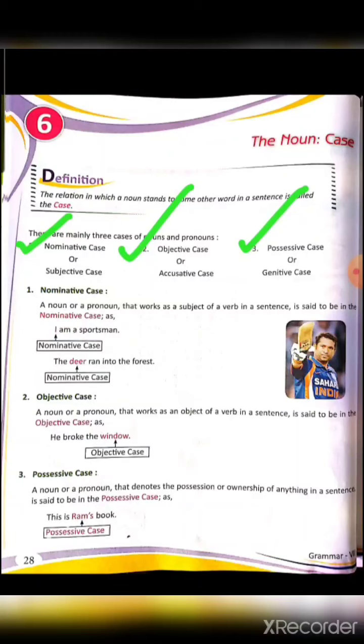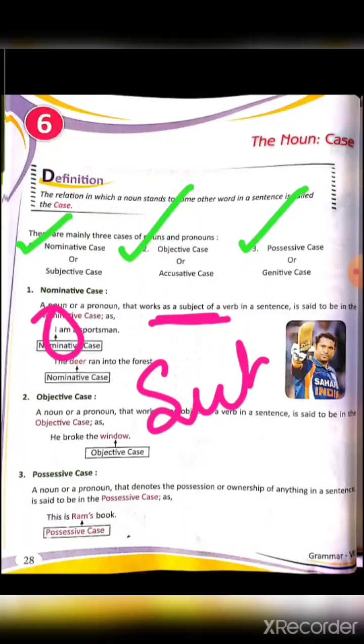First one is nominative case. Nominative case means a noun or a pronoun that works as the subject of a verb in a sentence is said to be in the nominative case. For example, I am a sportsman. What is I? I is a pronoun and it is being used as a subject. Therefore, it is known as a nominative case.